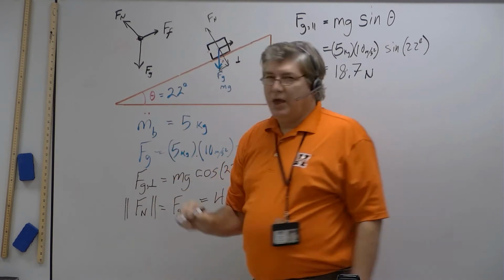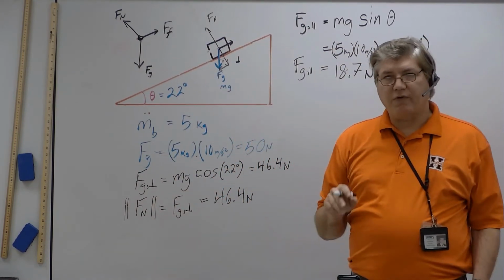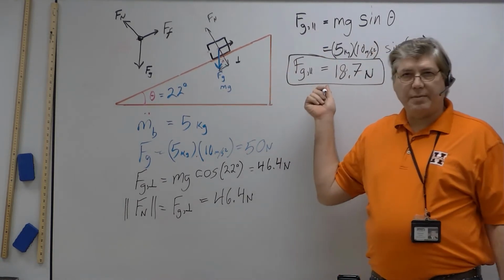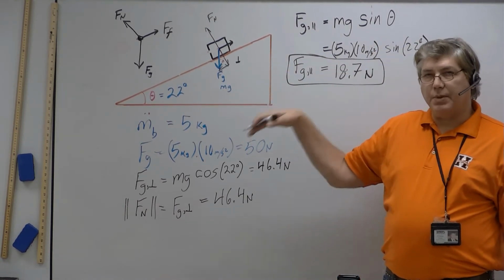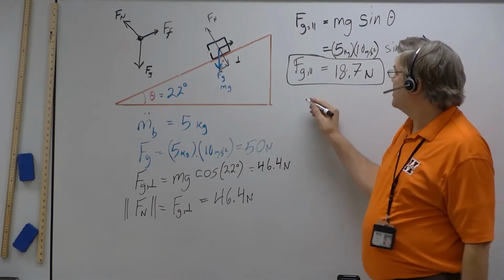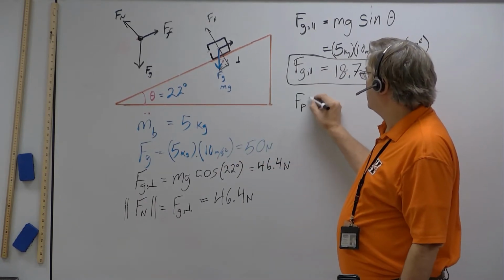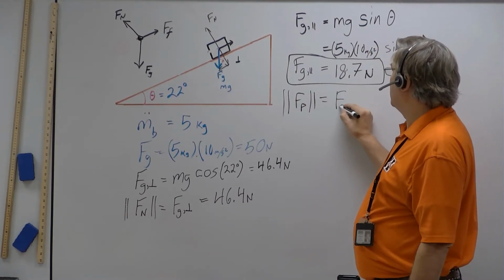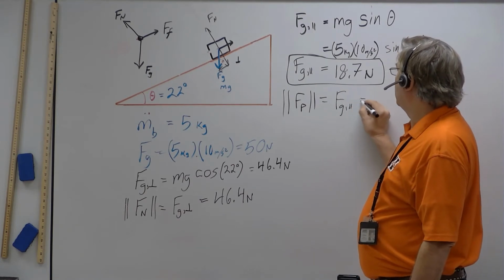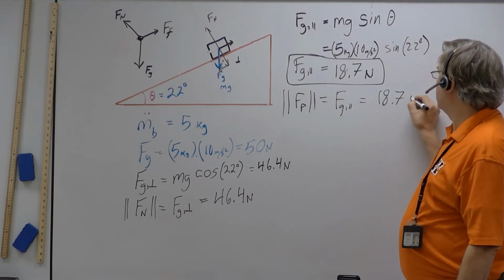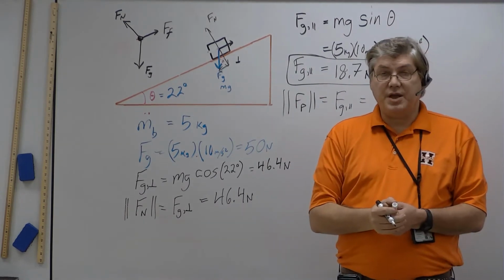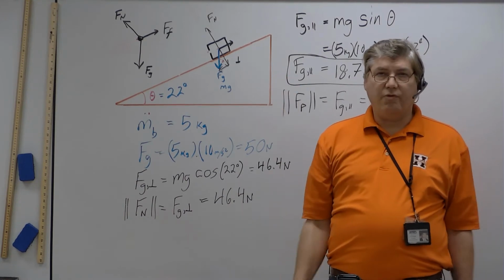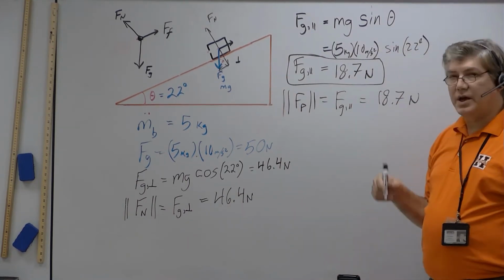If the force of friction is preventing the block from sliding down, then that means it's equal to the force that makes the block want to slide down. It's just in the opposite direction. So the magnitude of the force of friction is equal to the magnitude of the force of gravity parallel. So it's equal to 18.7 newtons. So it's the same. If the block doesn't slide, the force that makes it want to slide must be opposed by an equal force of friction. So this is still the same answer.